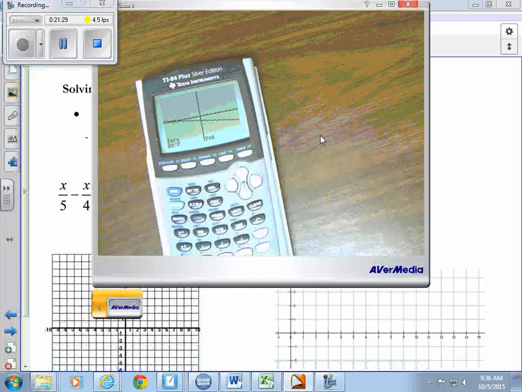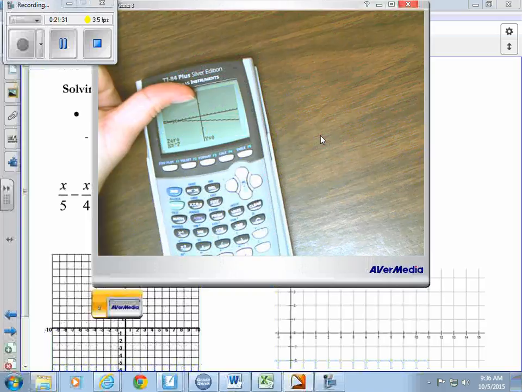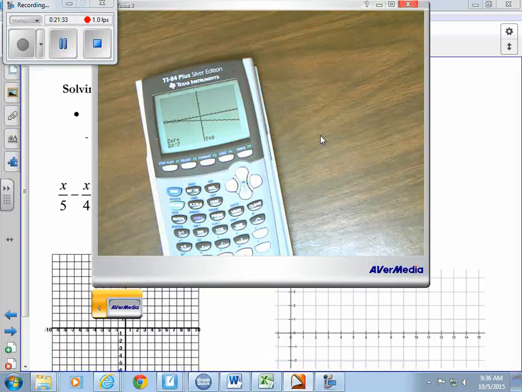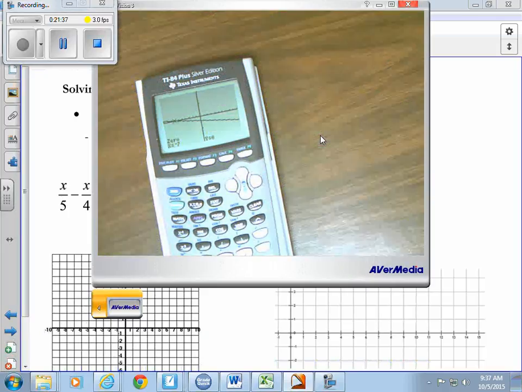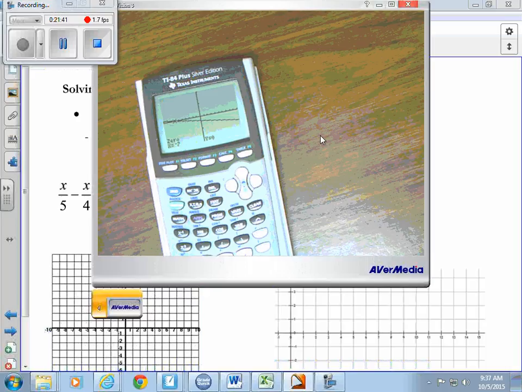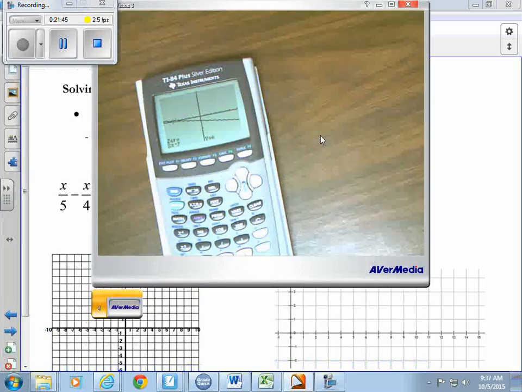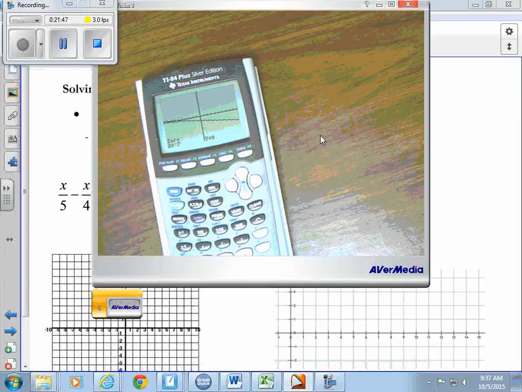Now, what's the perk of this method over the one on the first screen? You kind of know where your answer is going to be. It's going to be on the x-axis because you know it's going to cross the x-axis. So another calculator option. So I'm giving you lots of options of different ways to find these answers. So you can get 0 on one side and graph it and find the x-intercept.